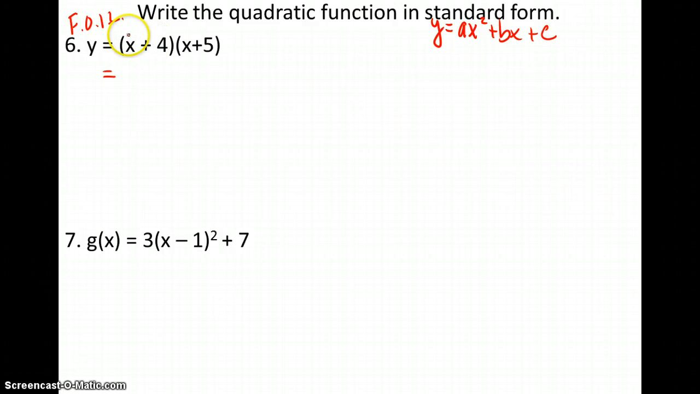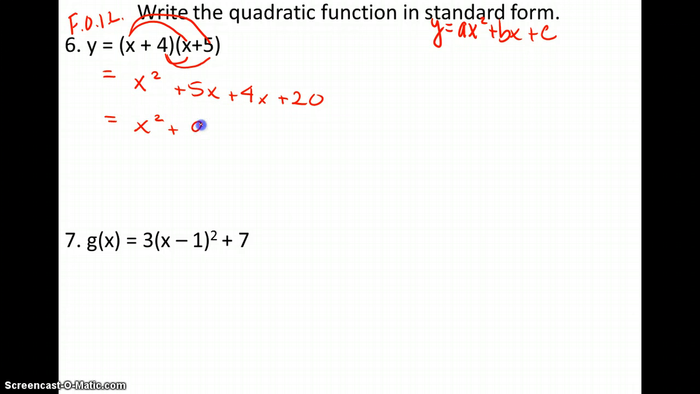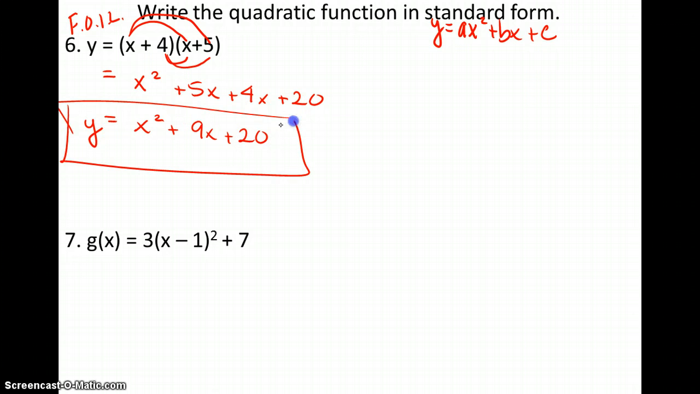But for those of us that FOIL it, remember it's the first term. So x times x is x squared. Outer, so that's x times 5, plus 5x. Inner, 4 times x, which is 4x. And last, these are the two last terms, so that's plus 20. x squared plus 9x plus 20 is equal to y. And that is standard form.